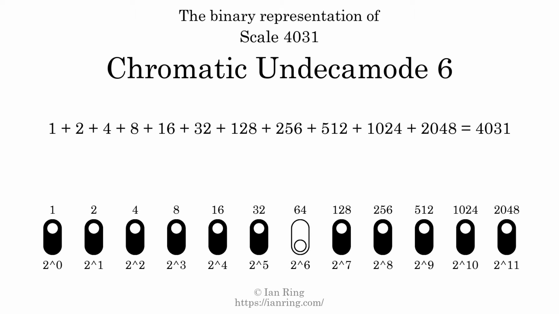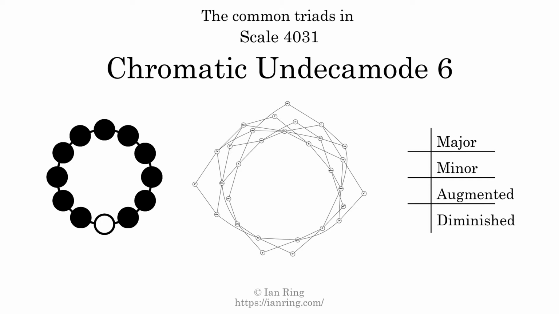The scale number not only enumerates the scale with a unique index, but it also literally describes the tonal content of the scale. Represented as a binary number in base 2, the scale number is 1-1-1-1-1-0-1-1-1-1-1-1. Here are the common triads present in this scale.